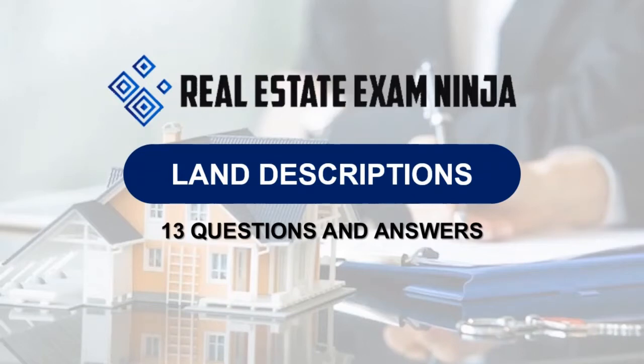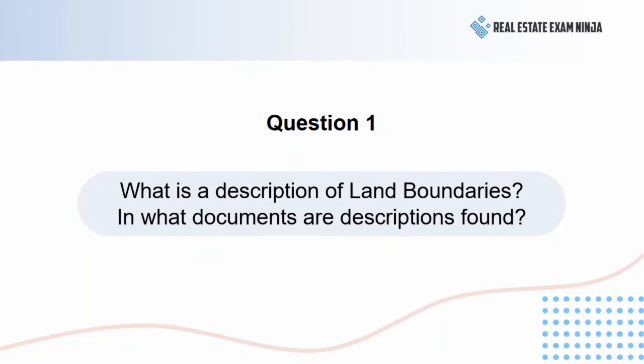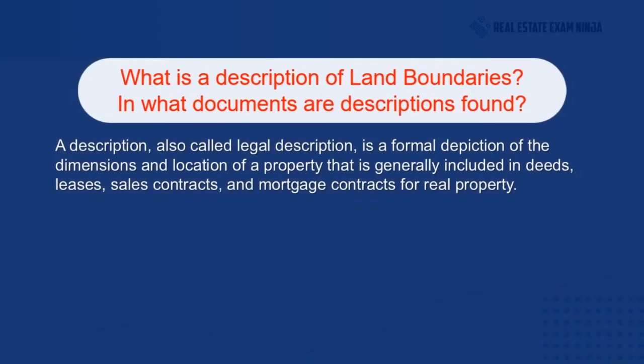Land descriptions. What is a description of land boundaries? In what documents are descriptions found? A description, also called a legal description, is a formal depiction of the dimensions and location of a property that is generally included in deeds, leases, sales contracts, and mortgage contracts for real property.